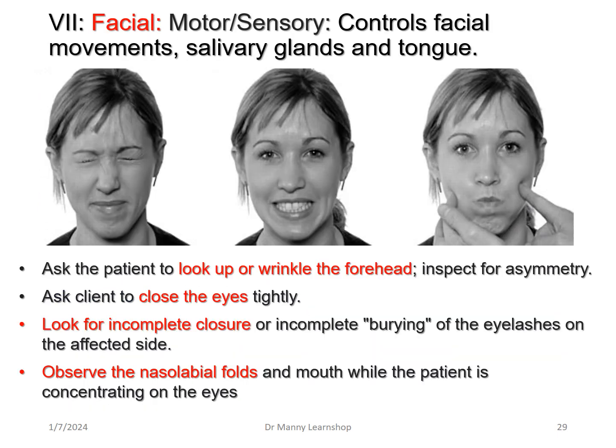The 7th is the facial cranial nerve, and this controls facial movements, salivary glands and the tongue. The patient is asked to look up or wrinkle their forehead, inspect for symmetry, ask the patient to close their eyes tightly. You look for incomplete closure or incomplete burying of the eyelashes on the affected side. You can also observe the nasolabial folds and the mouth while the patient is concentrating on the eyes. You're looking for symmetry.